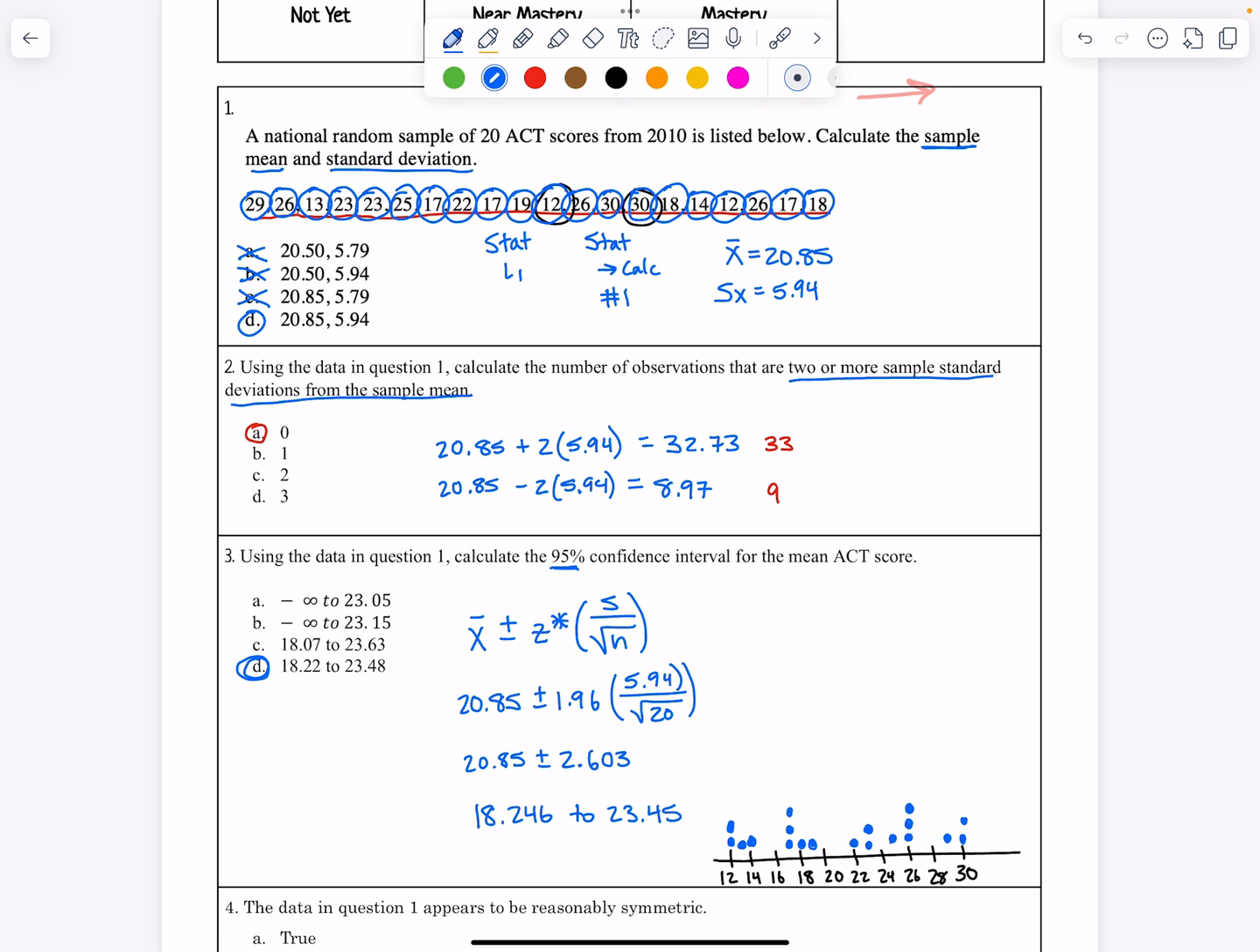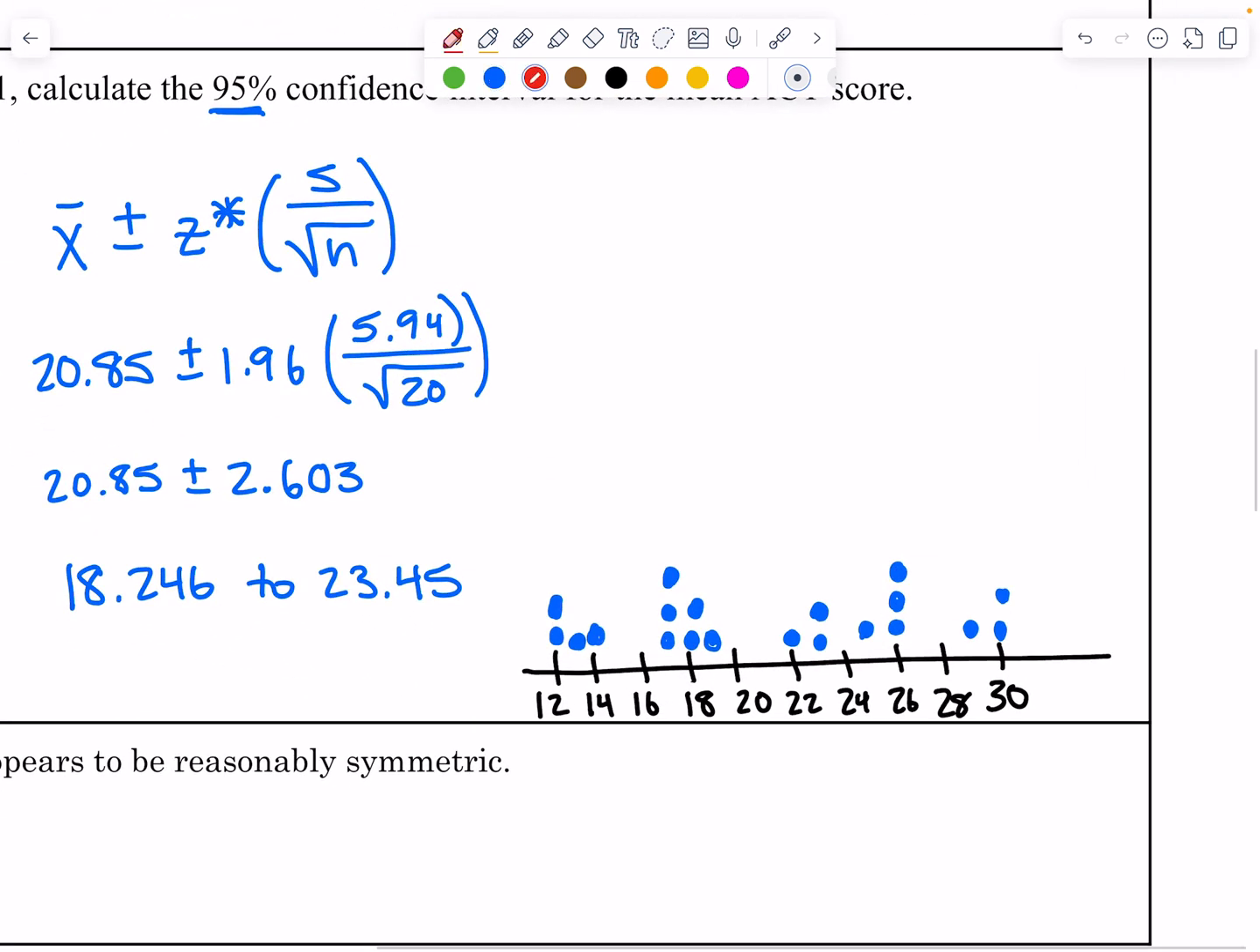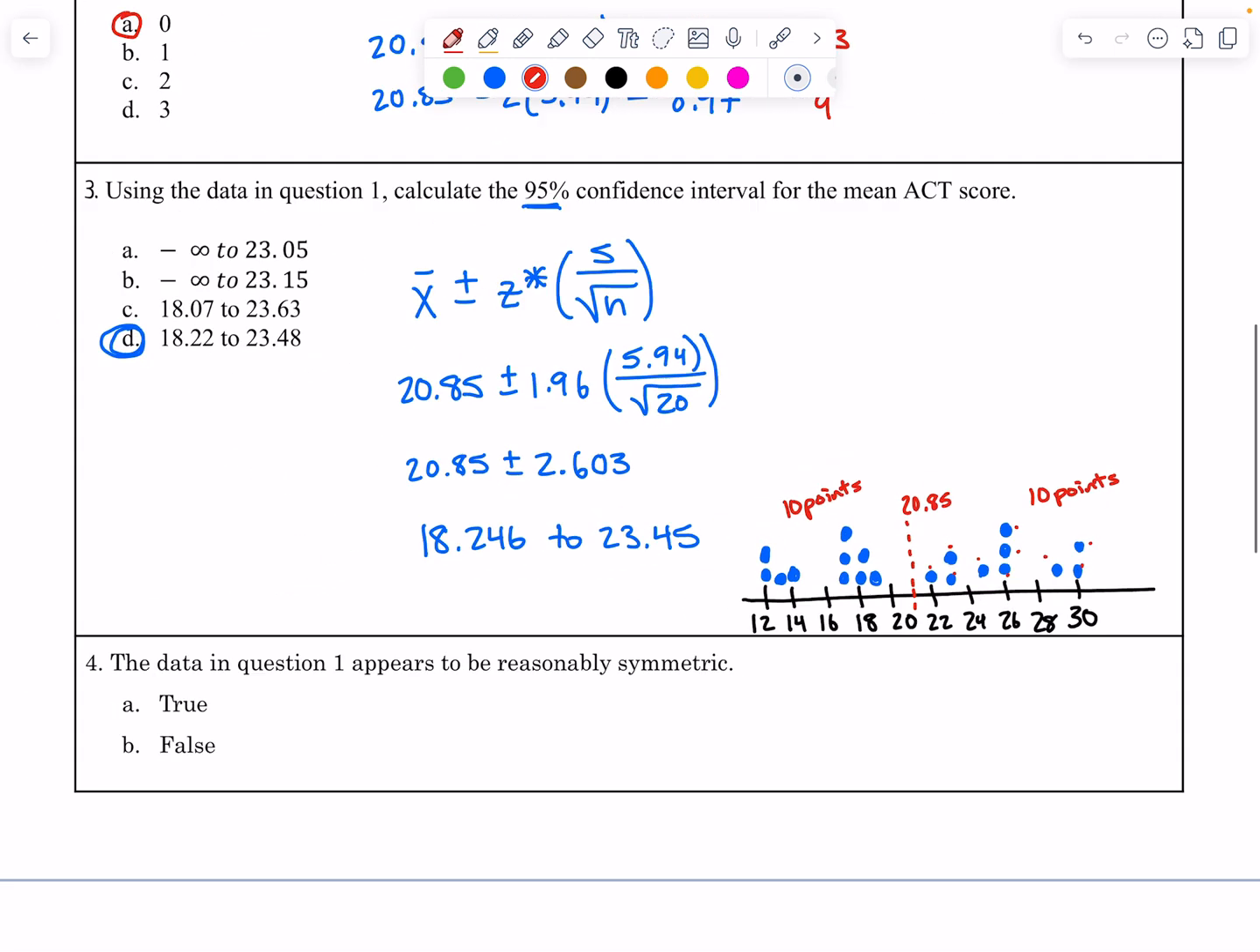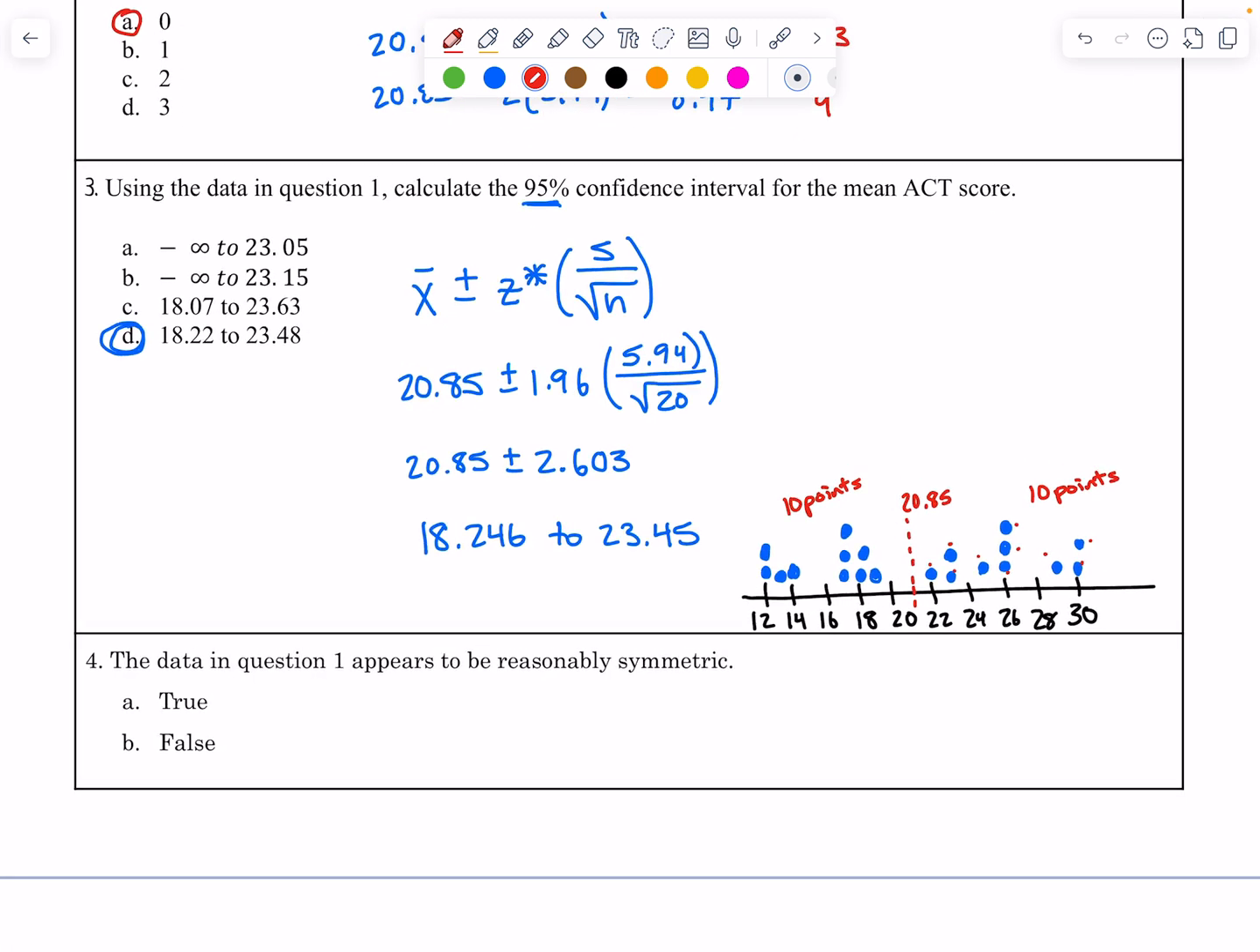So 17 and 18. And I know my mean was 20.85. So if I sketch the mean as 20.85, it looks like it's about right there around 21. Then I can see that I have 1, 2, 3, 4, 5, 6, 7, 8, 9, 10 data points over here on the right. And that means I would have 10 points over here on the left. So I would definitely say that looks pretty symmetrical. So I would say reasonably symmetric is yes.